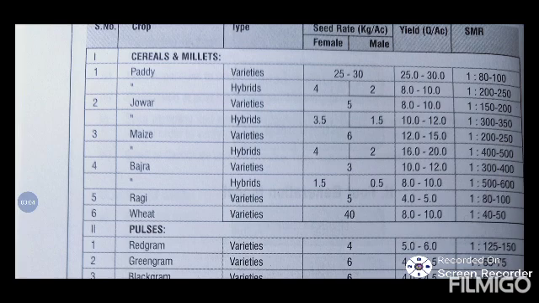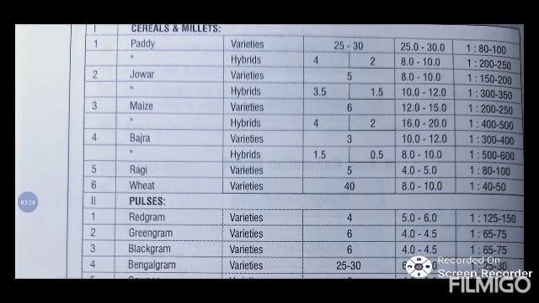In bajra varieties, the seed requirement is 3 kg per acre, yield 10 to 12 quintals per acre and 1 is to 300 to 400 is the seed multiplication ratio. Seed multiplication ratio is, if you are sowing one seed, how many seeds you can harvest out of that, that is nothing but the seed multiplication ratio.